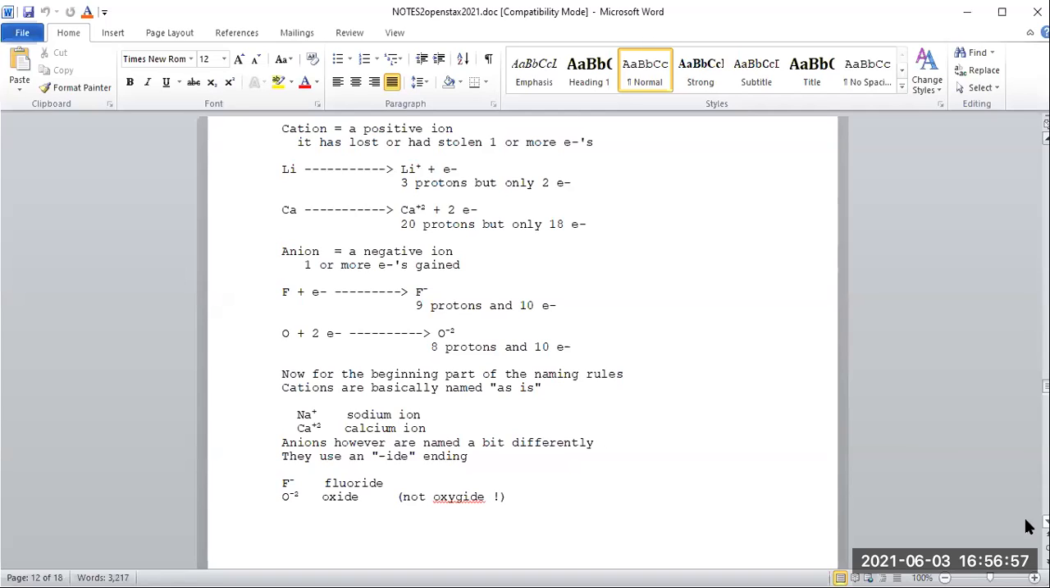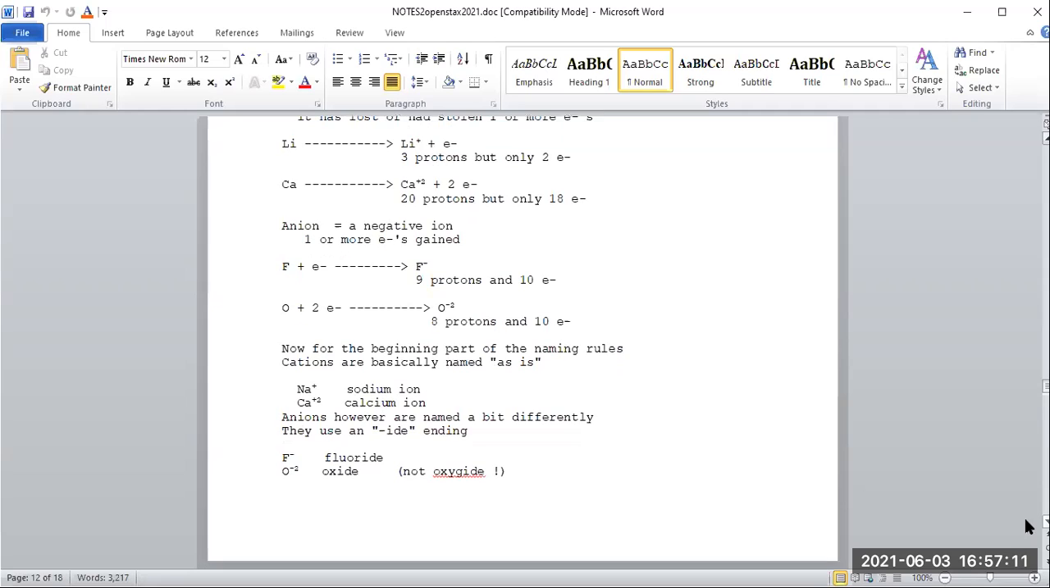As atoms change from neutral elements into ions, there are some rules that go along with this. This is the beginning of the rule part for the nomenclature. Things that are cations don't have a lot of change to them. You take the name of the element and you just sort of tack the word ion on as a second word. Sodium ion, calcium ion.